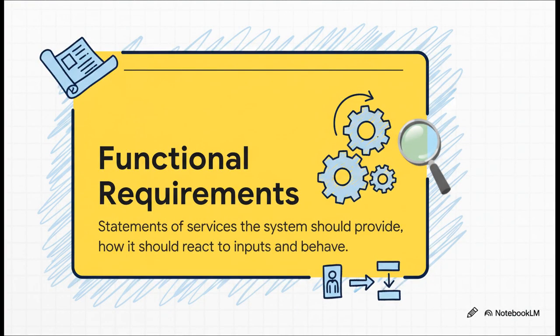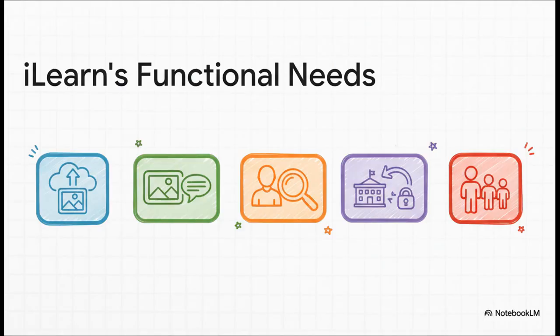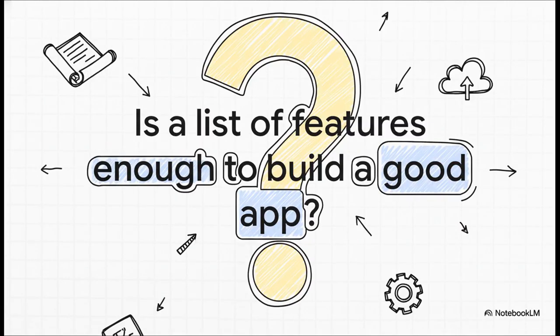Now, in the software world, these actions have a specific name: functional requirements. Just think of them as a concrete to-do list for the app. They define the what, the specific jobs it absolutely, positively has to do. So for Jack's app, iLearn, this means a few things are non-negotiable. Students have to be able to upload photos and comment. A teacher, like Jack, needs to be able to check everything and moderate it. Oh, and it's got to connect with the school's existing login system, and of course, store all that data somewhere safe. Okay, we've got our feature list, so we're done, right?